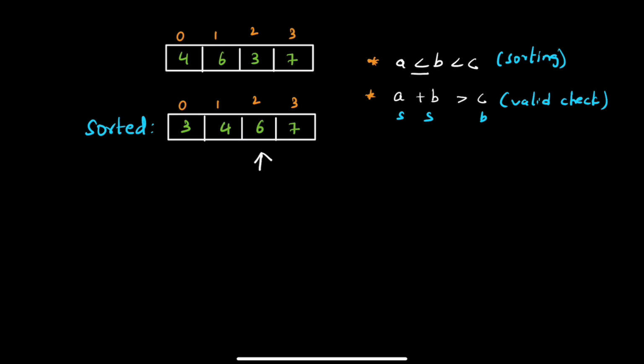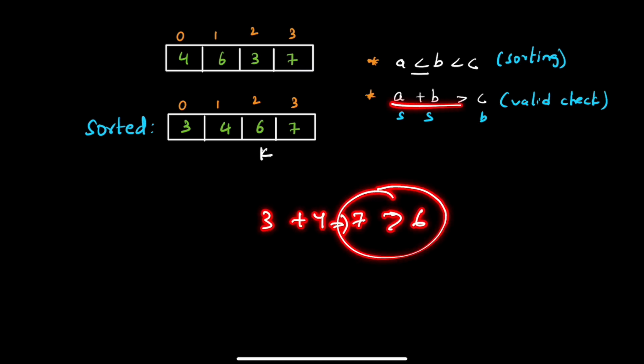Okay, here instead of the arrow, I'll take k as a variable. Now we'll take the sum of these elements and check with the k. So 3 plus 4 is 7. So 7 is greater than 6, right? So this condition is satisfied.